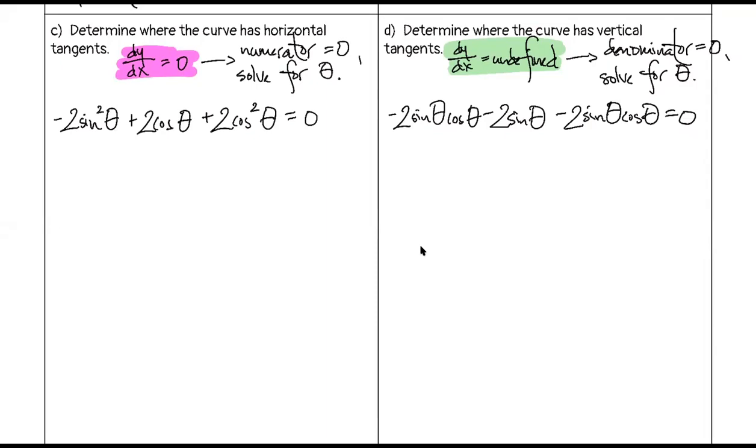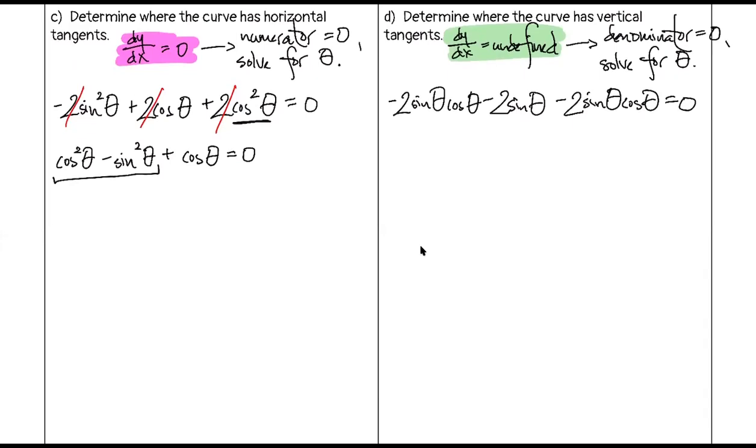All right, so here we go. I'm going to go ahead in the part C. We're going to start with part C. And the first thing I'm going to do is I'm going to divide every single term by 2, including the 0 on the other side. So I end up with all coefficients of 1. And at the same time, I'm going to take this cosine squared and I'm going to move it to the front. So cosine squared theta minus sine squared theta plus cosine theta equals 0. Cosine squared theta minus sine squared theta gives you cosine of 2 theta.